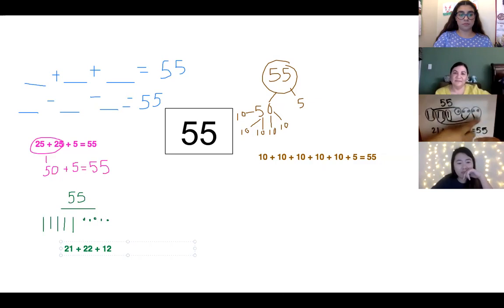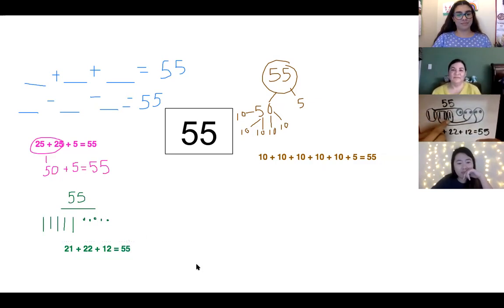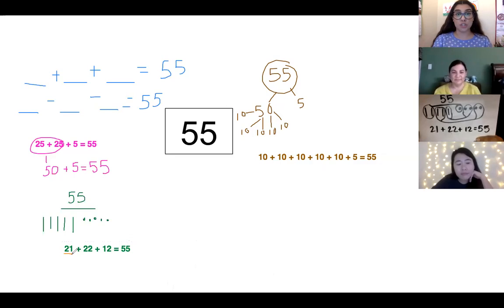So I know this whole thing is 55 because I can check 10, 20, 30, 40, 50, 51, 52, 53, 54, 55. And I know putting this together is going to give me back 55. Wow, what a great strategy. And I'm going to show that with another color so that my friends can see. So this is a great strategy you can use.